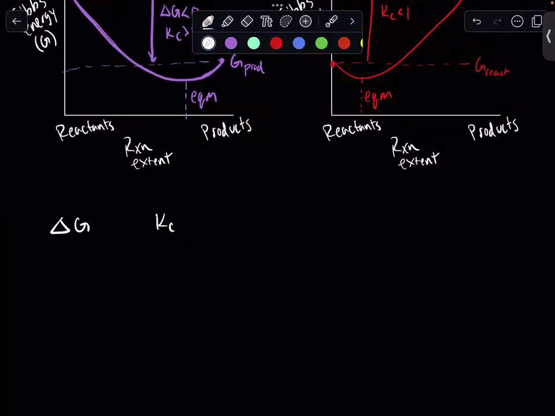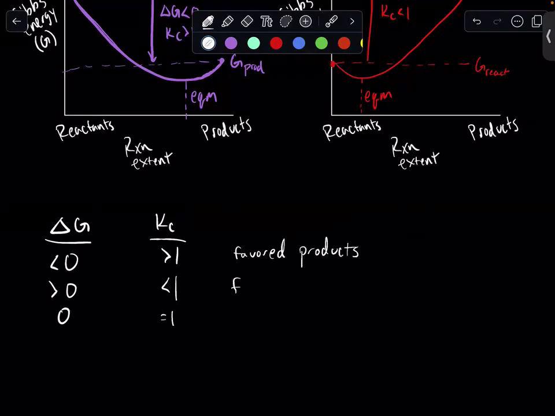Delta G, Kc. For these generalizations, if delta G is less than 0, Kc is greater than 1. If delta G is greater than 0, Kc is less than 1. And if delta G is exactly 0, Kc is approximately equal to 1. On this first example, we have favored products.